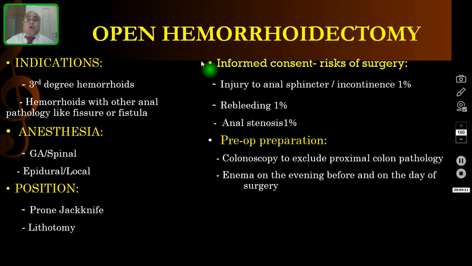Here is open hemorrhoidectomy. So the indications are 3rd degree hemorrhoids, or hemorrhoids with other anal pathology like fissure or fistula. Here you can give either GA or spinal anesthesia, or epidural, or even you can use local anesthesia. The position of the patient is either prone jackknife position, or you can use lithotomy position. So informed consent you have to get after explaining the risks of the surgery.